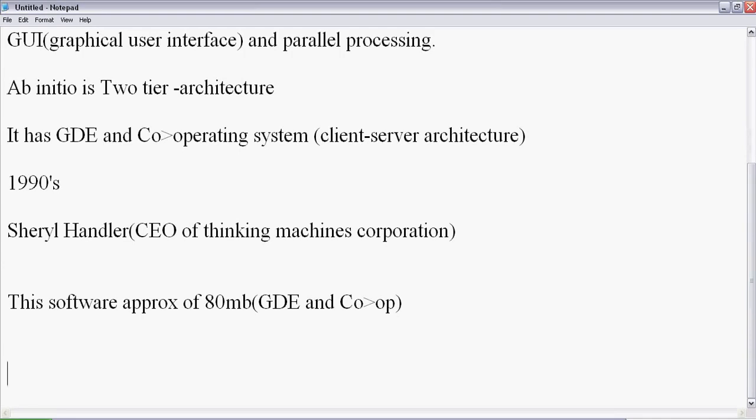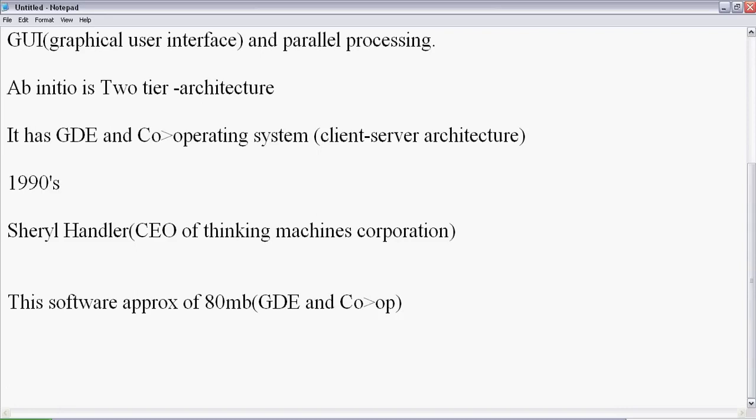Now, where can it be installed? It can be installed on Sun Solaris, IBM AIX, HP UX, Red Hat, Windows NT, and Windows 2000. These are the operating systems where you can install your Ab Initio.